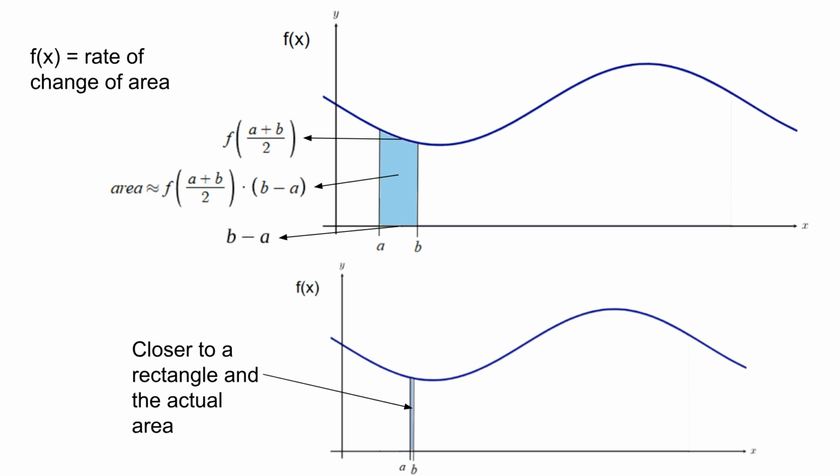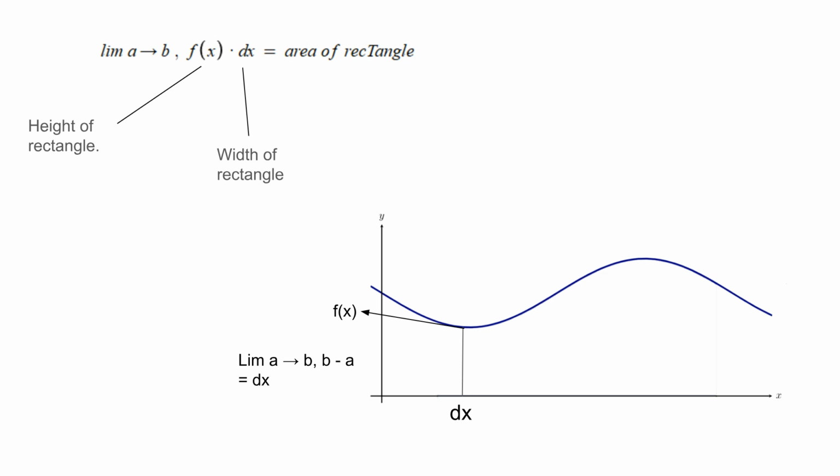We also see that decreasing the distance between A and B makes the strip closer to a rectangle and makes the area equation more accurate to the actual area underneath the graph. If we set A to B, then the difference between them will be infinitely small. Then it will be equal to the nearly infinitely small dx, which accounts for its infinitely small width, giving us an infinitely thin rectangle with the width dx and height f of x.